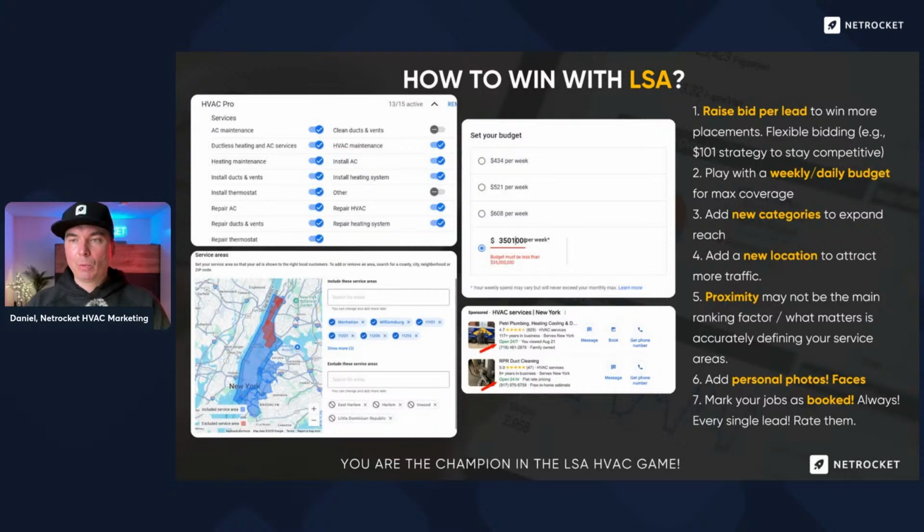Then the second is play with the weekly and daily budget to maximize coverage. This means that, by the way, who knows? I know that some of you may know already. I'm showing this on the screen right now. What is the maximum budget per 1 week in local service ads? $100, several $100, thousands or millions? So 1, 2, 3. This is $35 million. This is the maximum budget which you can set up.